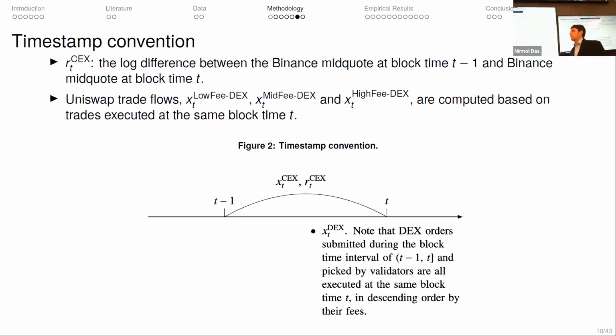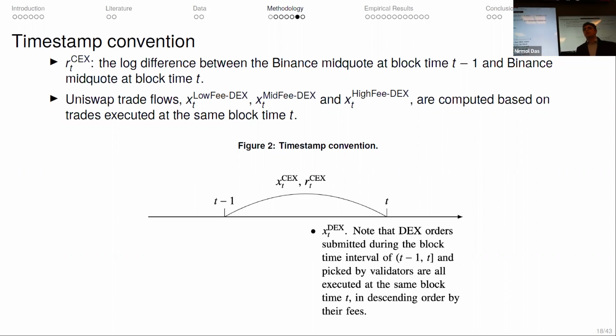One important point that I want to make is also that the time convention here is important because order flows on Binance are observed continuously, so the time is running continuously. But on Ethereum, on the decentralized exchange, the time is discrete because a block is appended to the chain every 12 seconds. So then we have to decide, okay, when we do this vector structural VAR, how do we define the time? And the time is the block time.